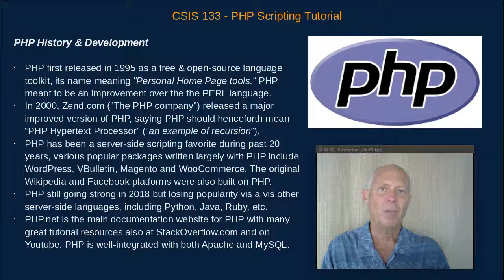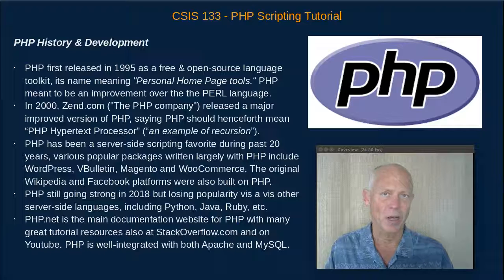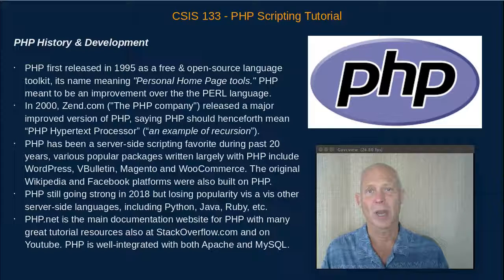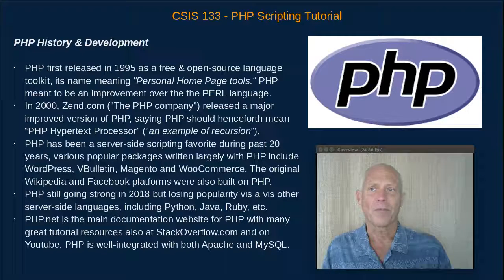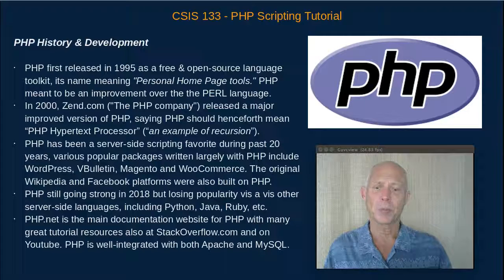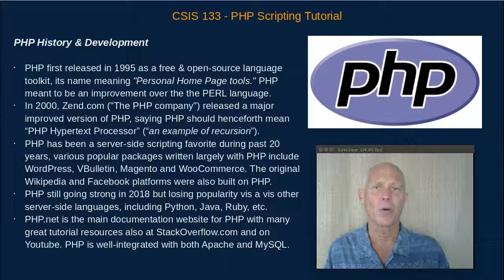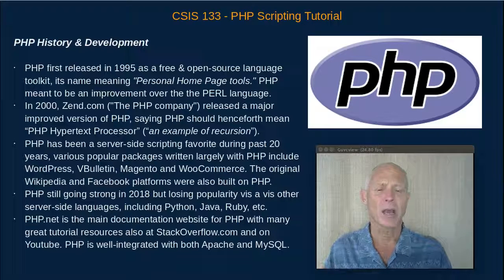But PHP has been a popular server-side scripting language since the early days of the internet. Major systems written in PHP include WordPress, the vBulletin forum software, the Magento and WooCommerce shopping carts, and the original Wikipedia and Facebook platforms. Facebook still has a lot of its server-side code in PHP, and they have created their own flavor of PHP that they call Hack. PHP is still going strong in 2018, but it's losing popularity a year at a time to other alternatives, Python, Java, and others.